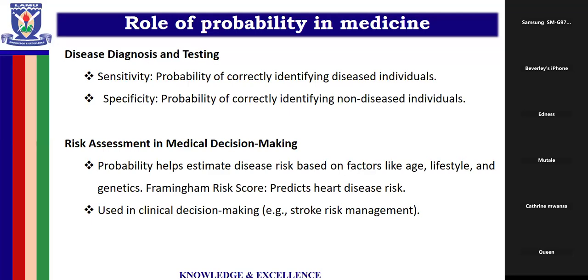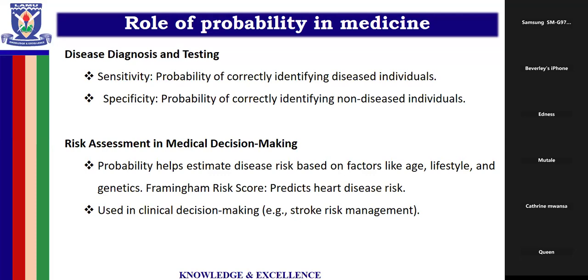Probability can also be used in risk assessment in medical decision making. Probability helps estimate disease risk based on factors like age, lifestyle, and genetics. An example of this is the Framingham risk score, which predicts heart disease risk. This Framingham risk score predicts that in about 10 years, a person will or will not have a heart disease. So how does this model help us?